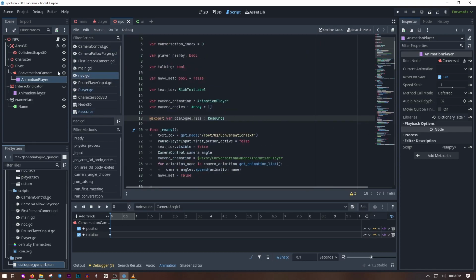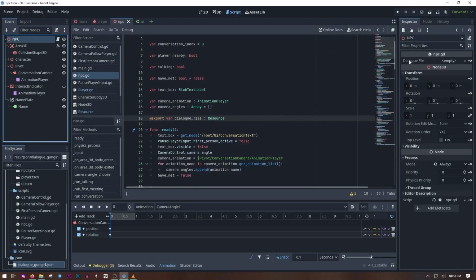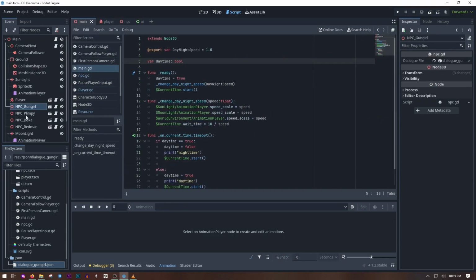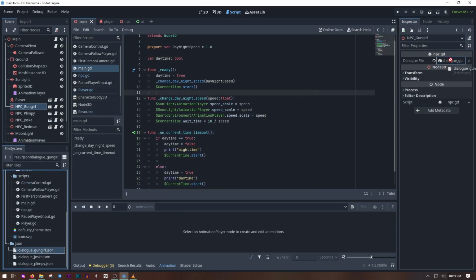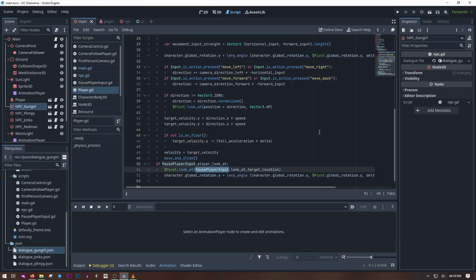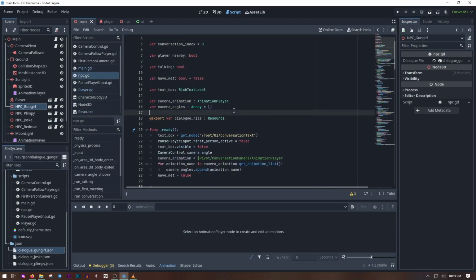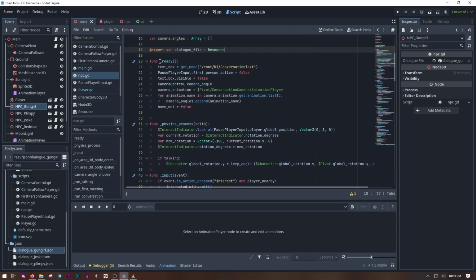So the export, if I go to the NPC, the dialog file is empty because it's the default. I understand that now. If I go to main, I click on GunGirl. GunGirl's got her GunGirl dialog.json. And the way I get it in there is I put it in the file area, and I can drag it in there, really easy. So that's that.